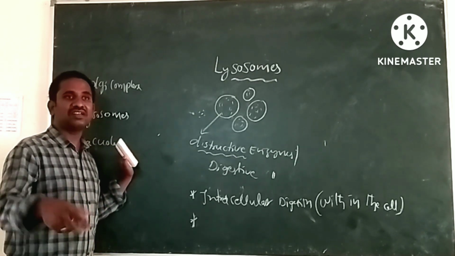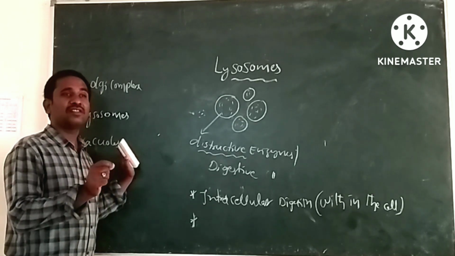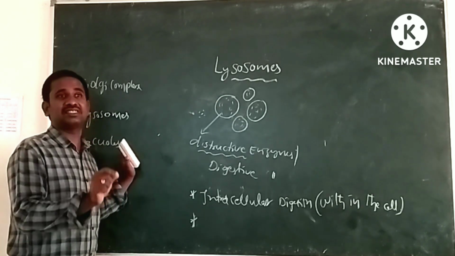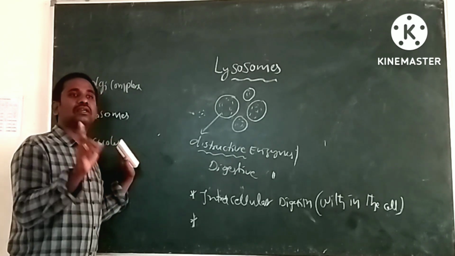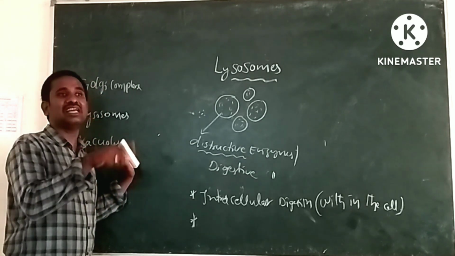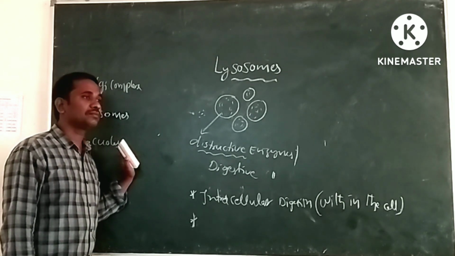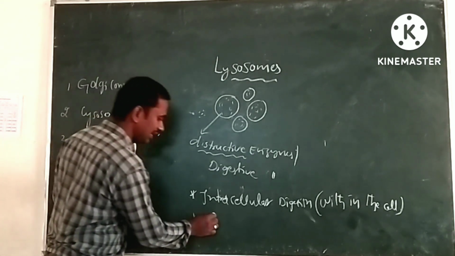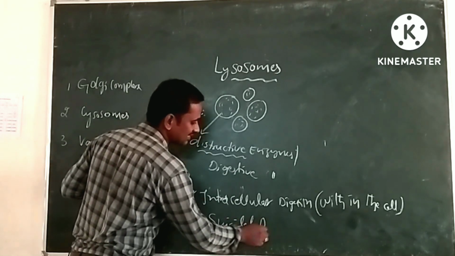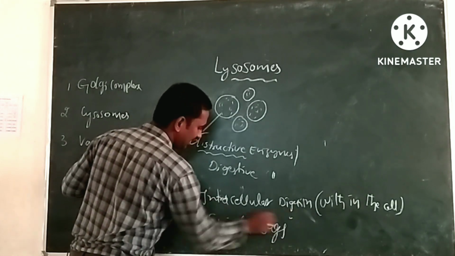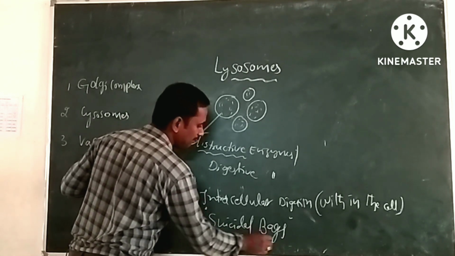The lysosomes get burst. It means if the lysosomes burst within the cell, the total cell will be killed. So the total cell will die. That's why it is called the suicidal bag of the cell. Very important.